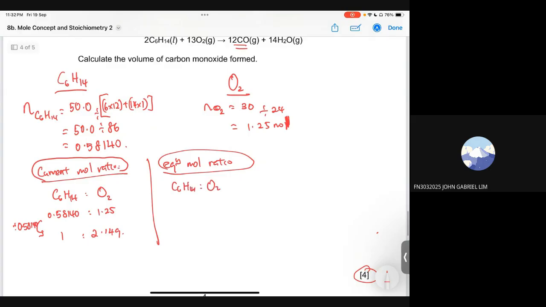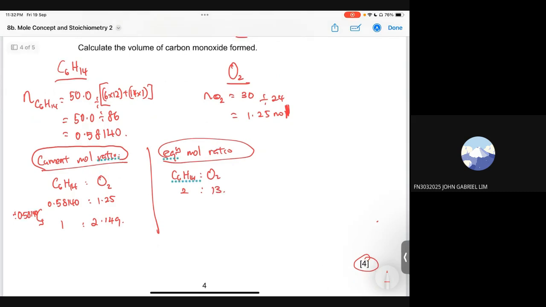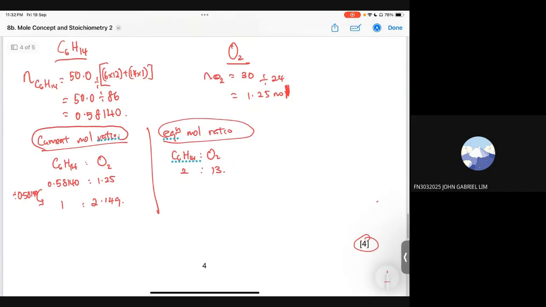The mole ratio is 2 is to 13. They say, sure, 1 is to 2.149, 2 is to 13. Actually, you realize there's no base for comparison. So I'll make sure that there is a common thing to compare. So what I realized is that I'm going to make the C6H14 become 2 is to something. Okay, so the current mole ratio is converted to 2 is to something.